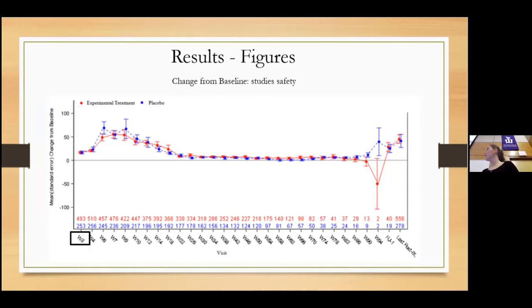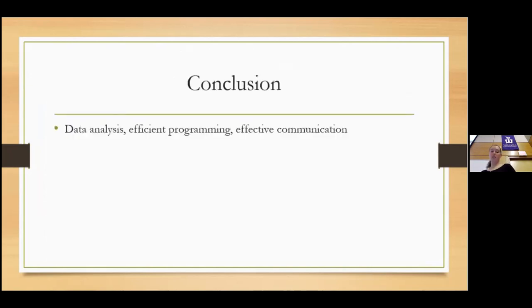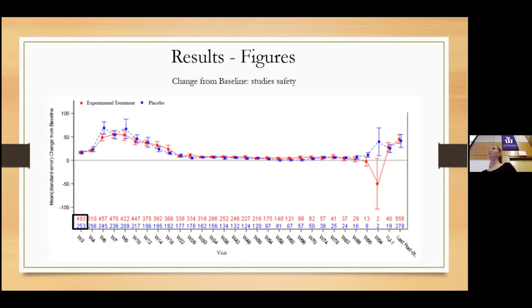And then just here's an example. At week 3, the visit at week 3, there are 493 subjects in the experimental treatment group in red, and 253 in the placebo blue group. So that just compares the 2 treatments.